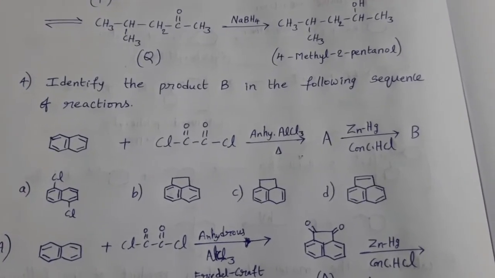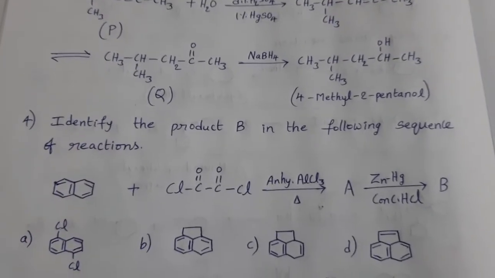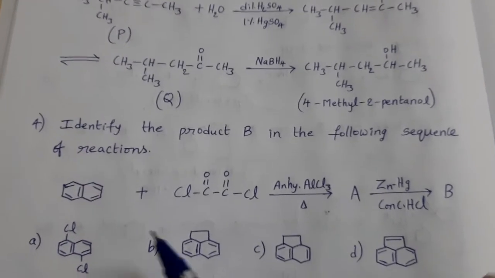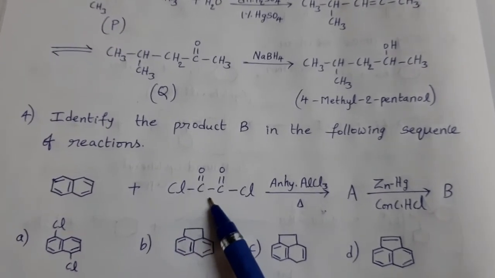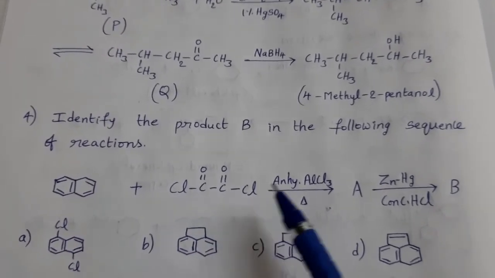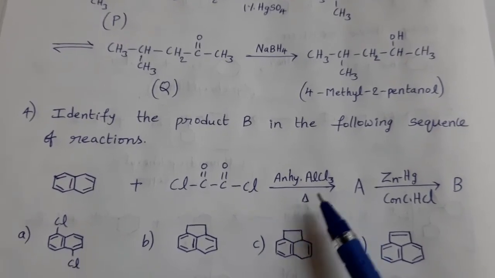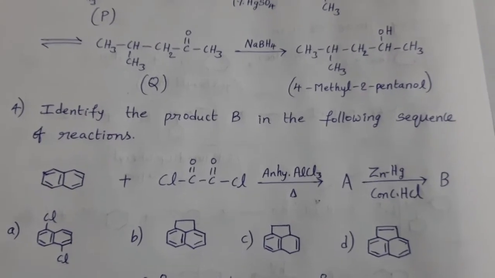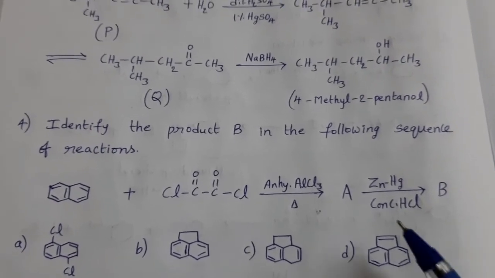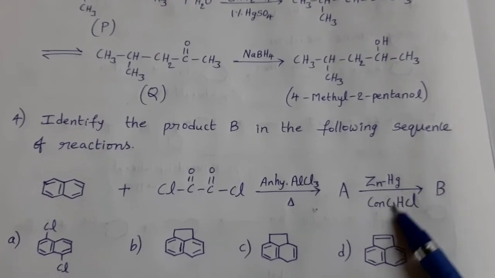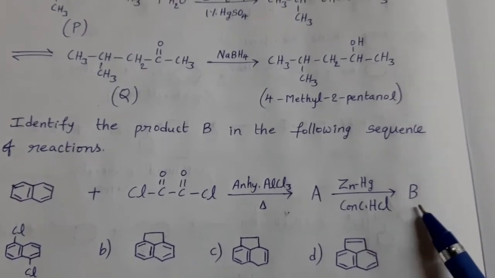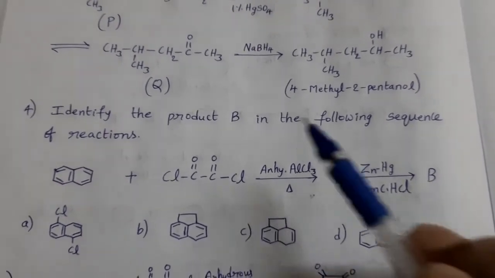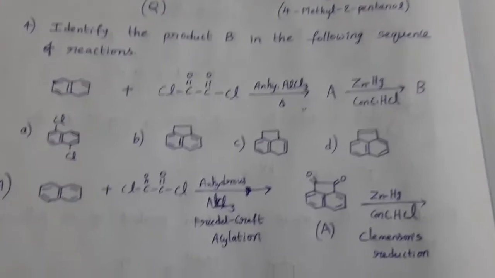Identify the product B in the following sequence of reactions. Naphthalene treated with ClC(=O)C(=O)Cl in presence of anhydrous AlCl3. Then compound A is obtained. This A on treatment with zinc amalgam and concentrated HCl gives B. This compound B we should identify. So it is a very simple answer.